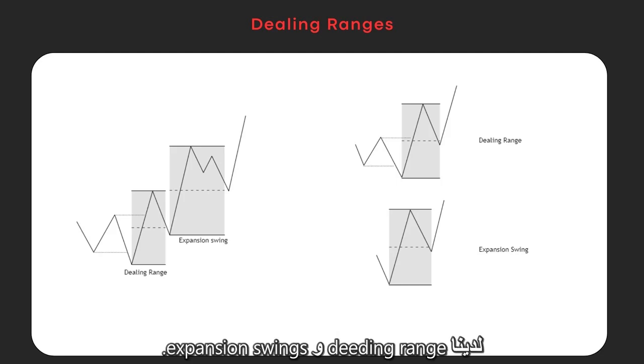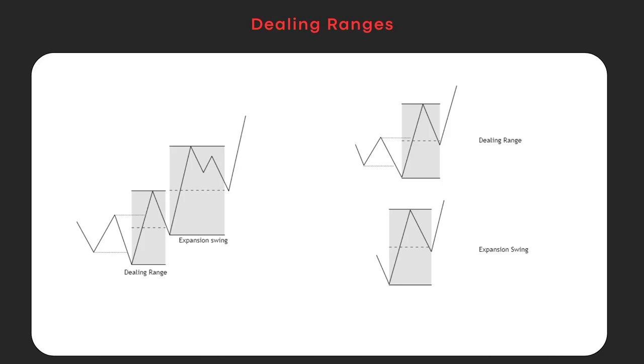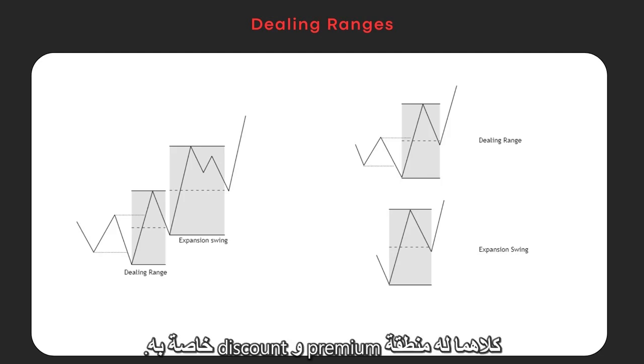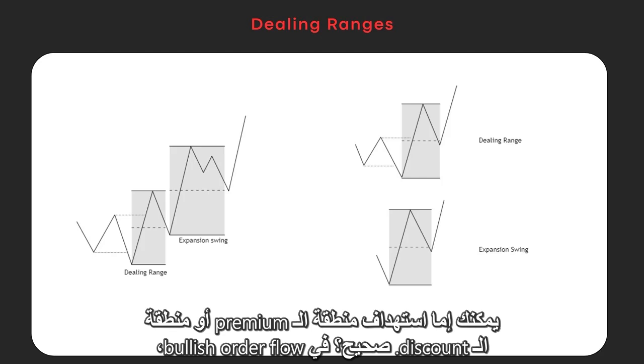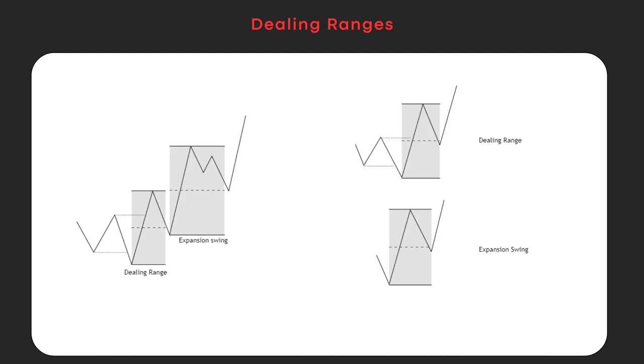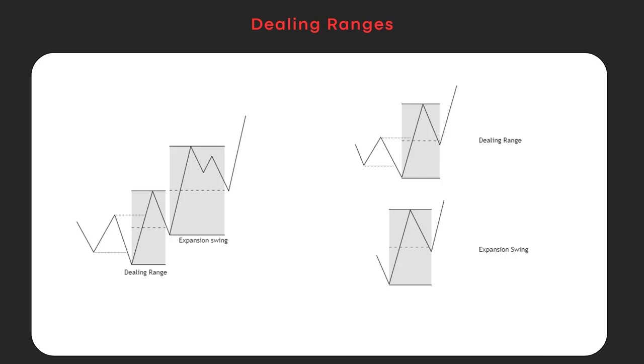We've got two types. First of all, we've got a dealing range and an expansion swing, right? Both are inherently different from each other in how they are formed, but they've got similar characteristics when it comes to function. Both of them have their own respective premium and discount region, and based on the order flow, you can either target the premium region or the discount region. In a bullish order flow, your short-term drawn liquidity would be the discount region or a key level inside the discount region, and in a bearish order flow, your short-term drawn liquidity would be the premium region or a key level inside the premium region, and so on.